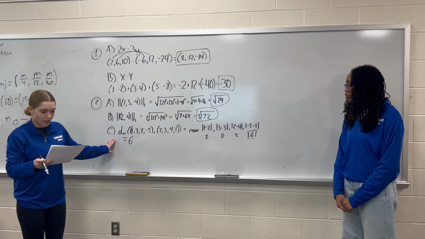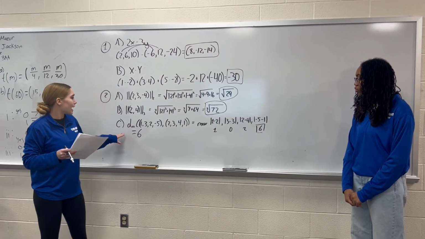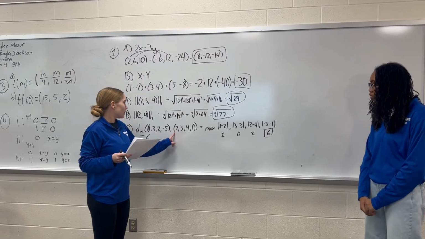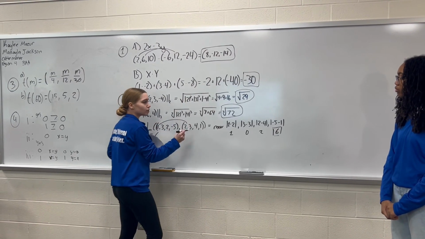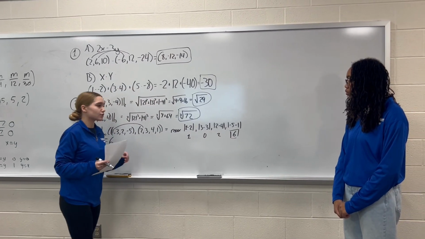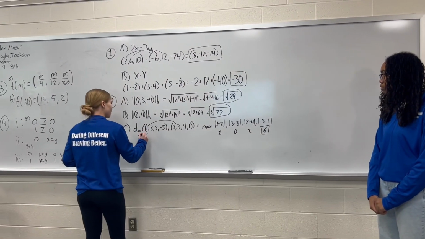Moving on to the last one, letter C, we have a max metric. For this one, you are going to solve for the distance between each value. So for 1 and 2, the distance is 1. For 3 and 3, distance is 0. And then you find the max distance, which we found was 6.